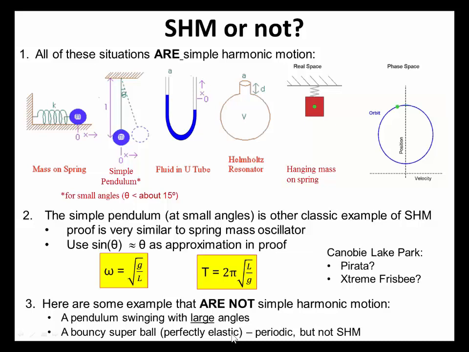A bouncy super ball that's perfectly elastic would bounce up and down, and because it goes the same height every time, it would take the same amount of time to get back down to the floor, which would be a perfectly periodic system. But if you looked at the mathematics behind it and the physics, it turns out we don't get that proportional relationship between the position variable y and its acceleration a_y that we need to make it simple harmonic motion. So it is not simple harmonic motion for a bouncy ball.